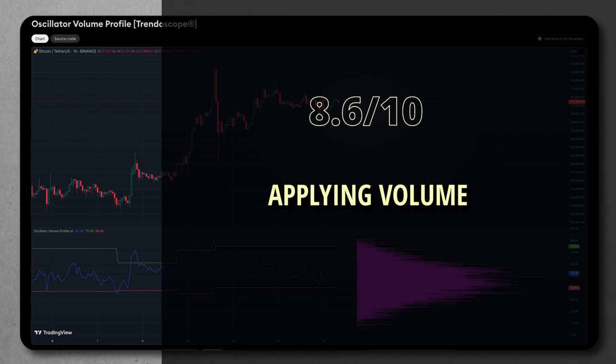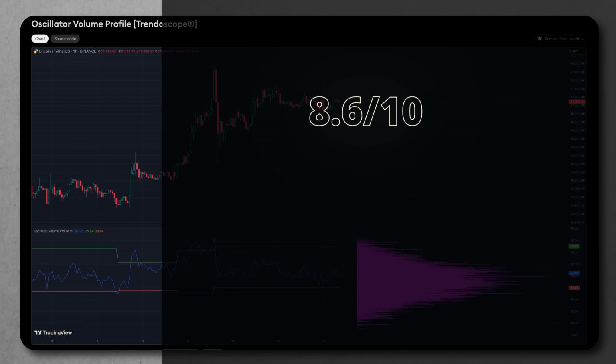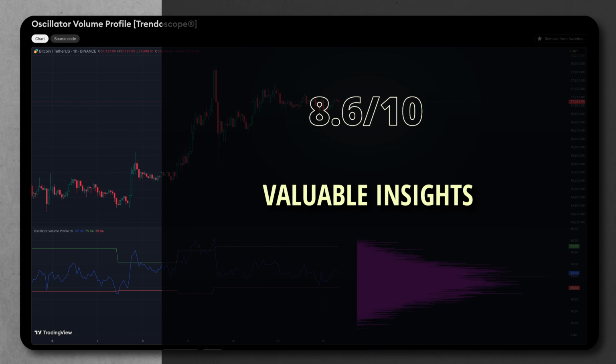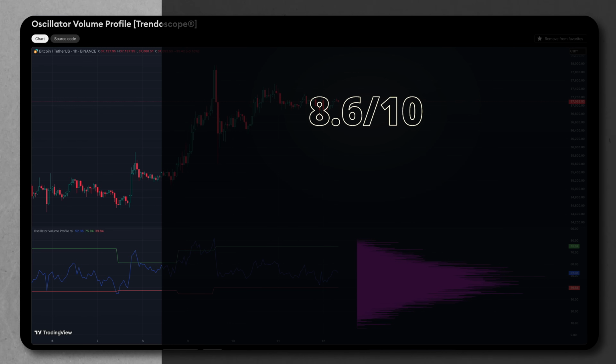The concept of applying volume profile methodology to oscillator readings represents genuine innovation in technical analysis. While it requires sophisticated interpretation skills, it provides valuable insights into where momentum-based trading decisions concentrate, offering a dimensional view that traditional oscillators cannot match.